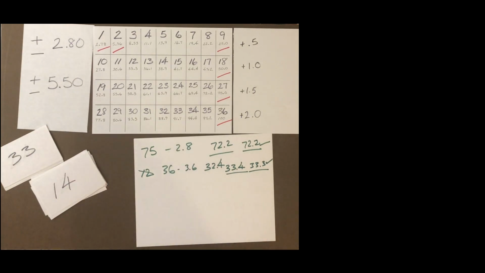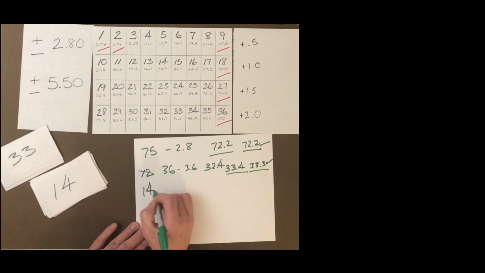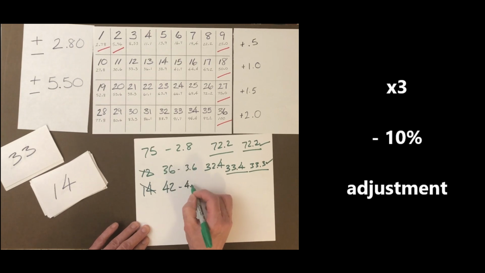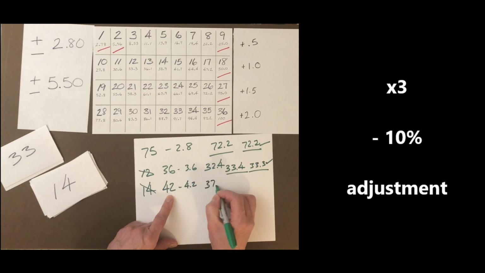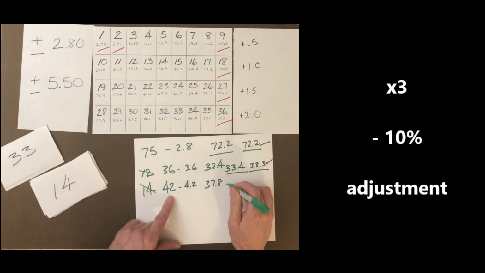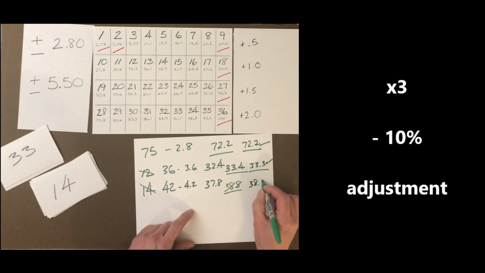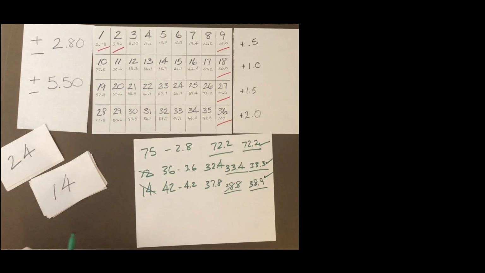14 is between 9 and 18, our known numbers. 14 times 3 is 42. We're going to subtract our 10%, so it gives us 37.8. We're on the second line, so we're going to add 1%. 38.8. And for 14, the actual answer is 38.9. Within 10%.